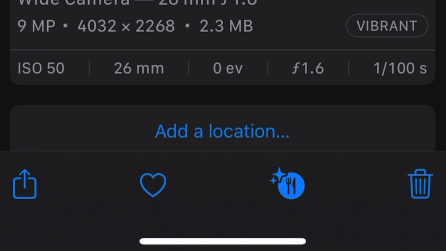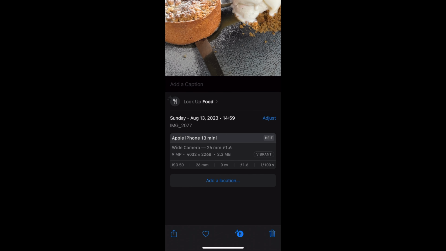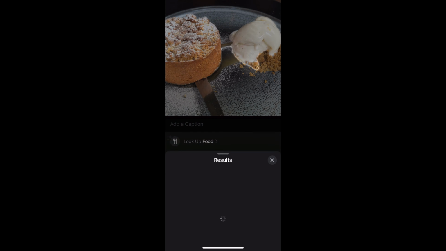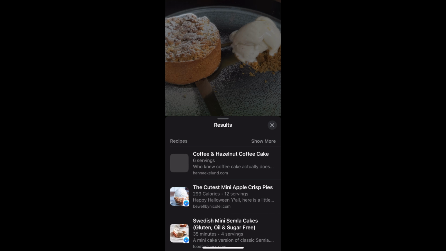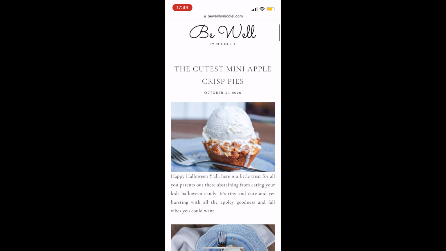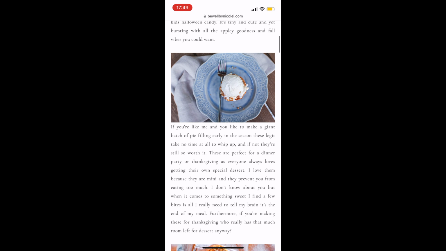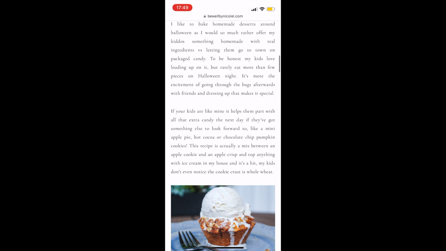Next, at the bottom right, tap on the second icon that shows a fork and a knife. Now, you will see several recipes that look like the picture. Choose the one that is close to what you had on the picture, and you will get the recipe. It's quite fun, isn't it?